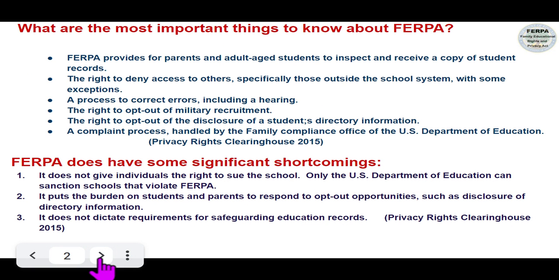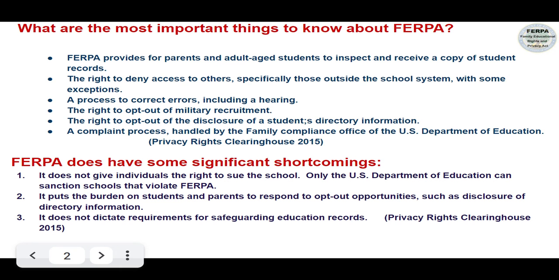What are the most important things to know about FERPA? FERPA provides for parents and adult-age students to inspect and receive a copy of the student records, the right to deny access to others, specifically those outside the school system with some exceptions, a process to correct errors, including a hearing, the right to opt out of military recruitment, the right to opt out of the disclosure of a student's directory information, and a complaint process handled by the Family Policy Compliance Office of the U.S. Department of Education.